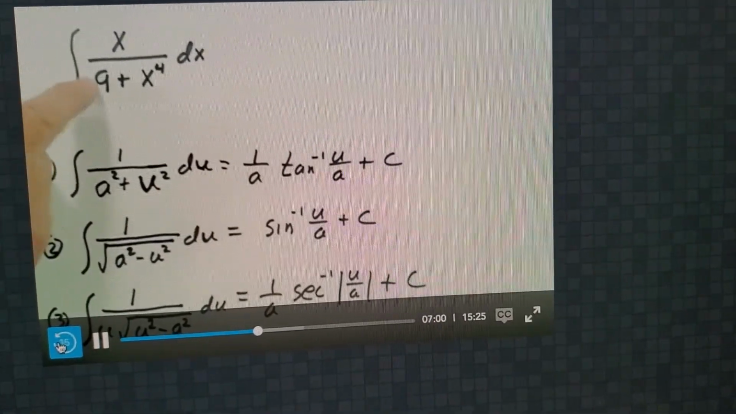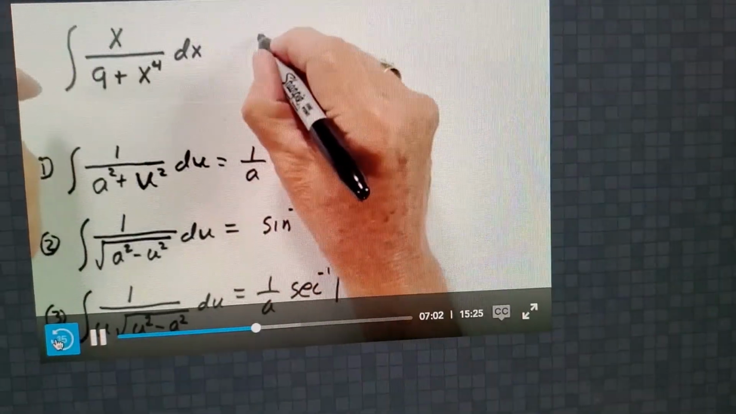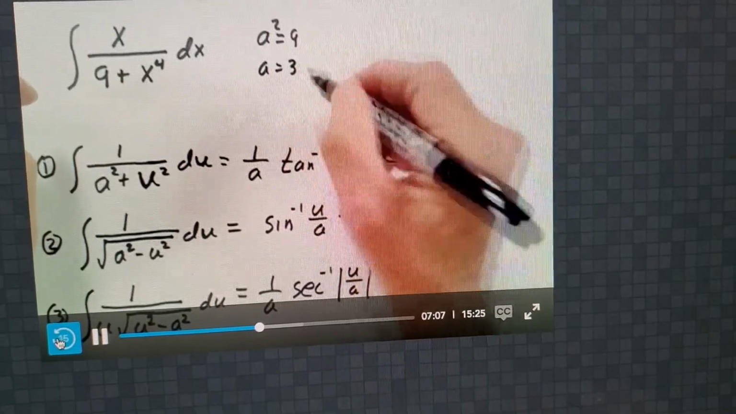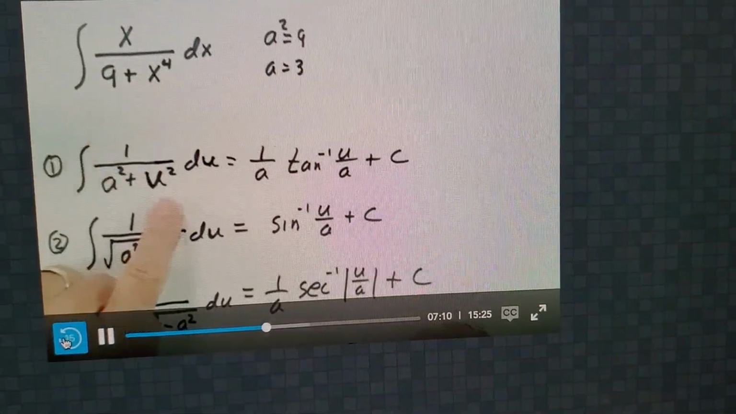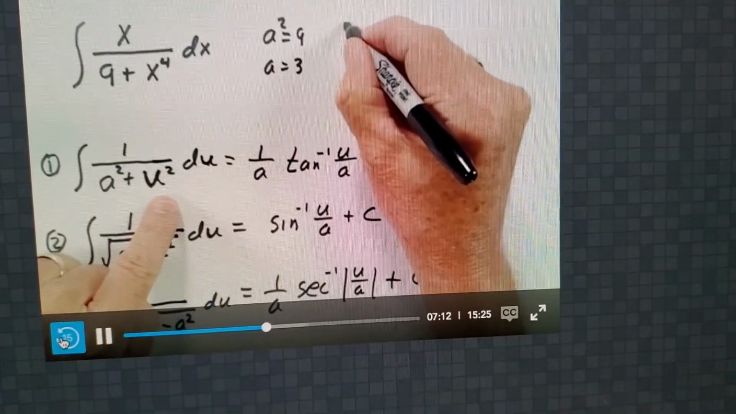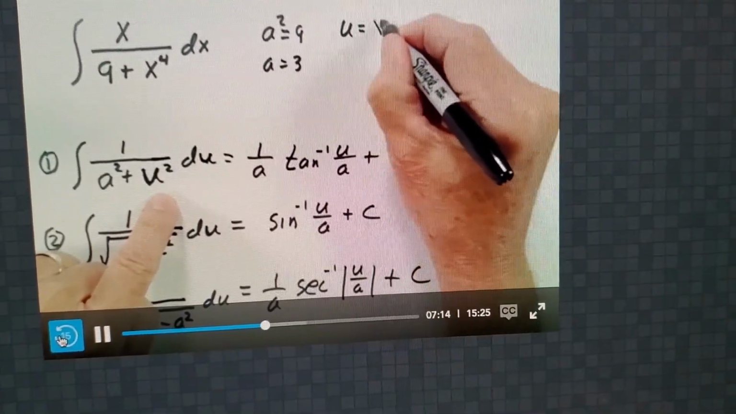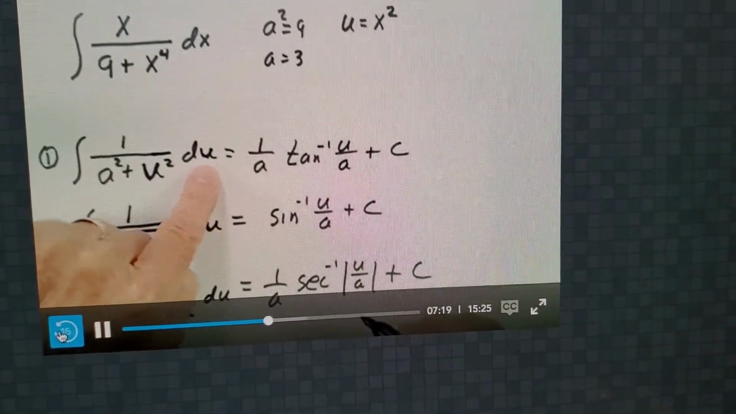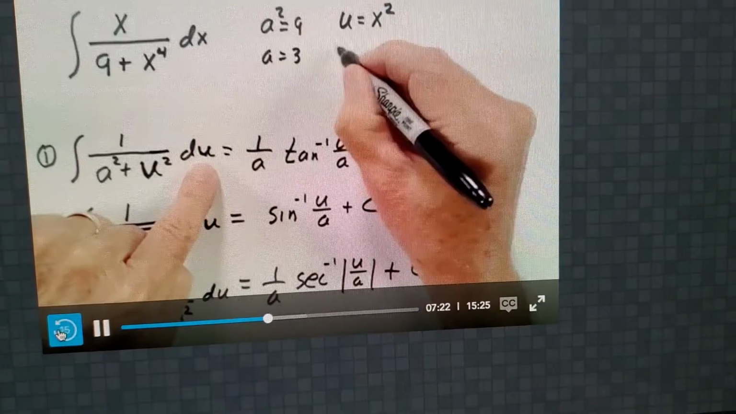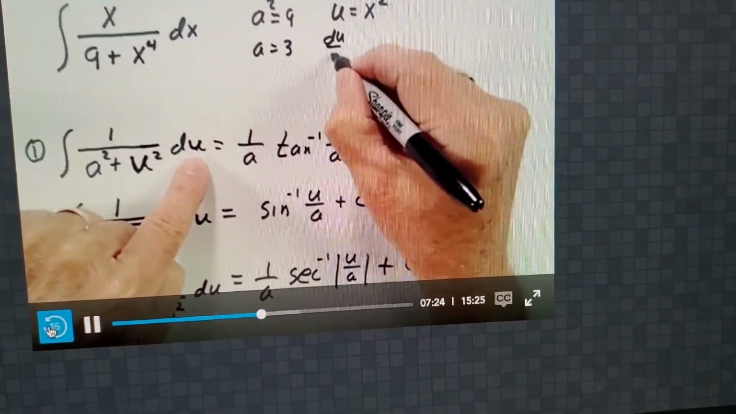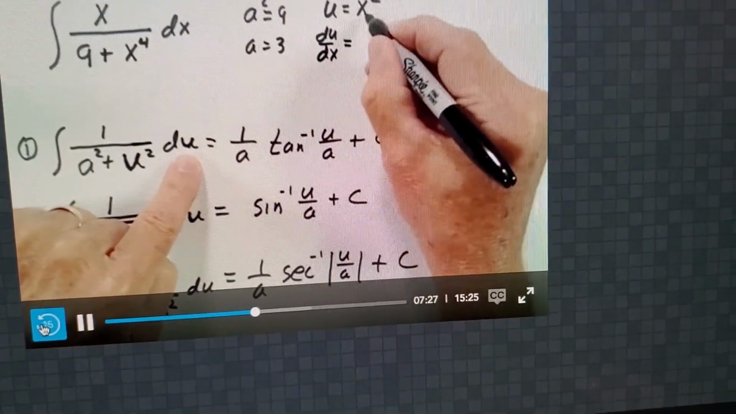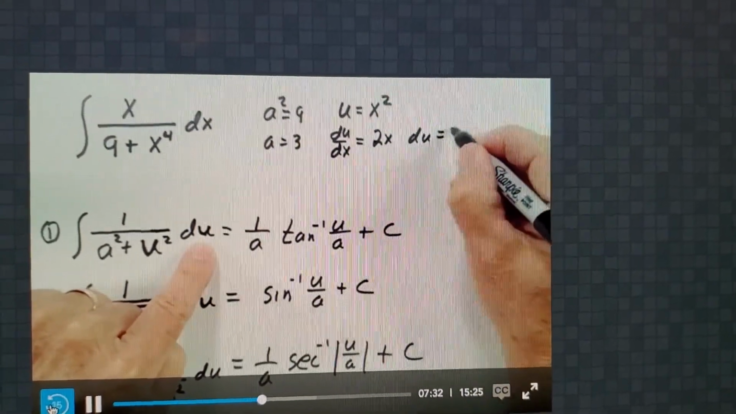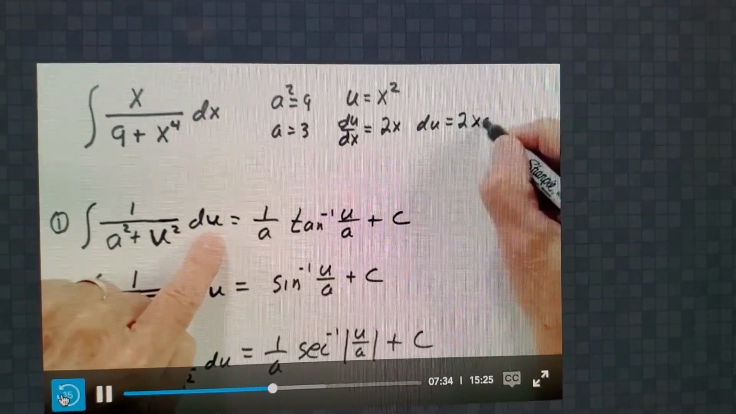This must be my a squared. So a squared must be 9, which means a is 3. This must be my u squared. So u must be x squared. And out here we have to have du. Well, when you take the derivative, just like when we did u substitutions, the derivative of x squared is 2x, so du is 2x dx.